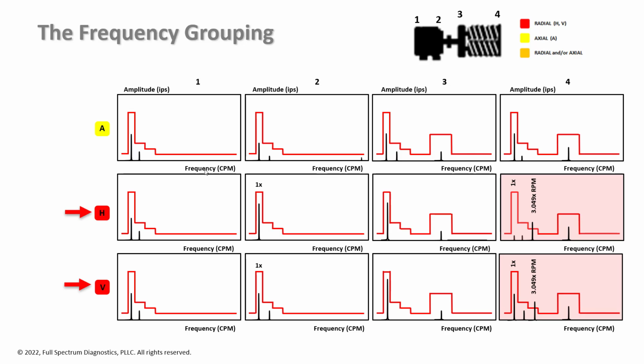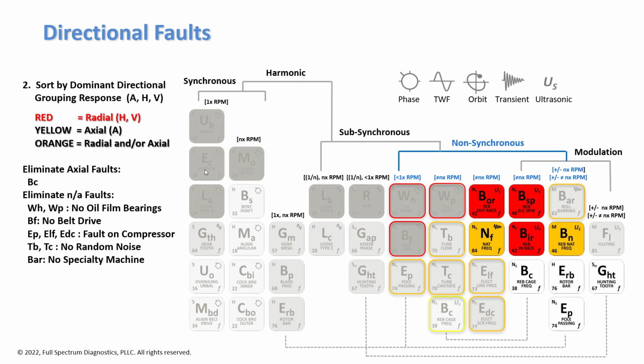So frequency grouping, it is radial, horizontal and vertical, so that's showing up, and it is at position 4. There's rolling element bearings at that position. So if we want to sort by directional response, the only thing that can help us is the red is radial. So we'll see what else is in here. There's an axial fault, which is the fundamental train frequency or the cage frequency of the rolling element bearing in the compressor at position 4.